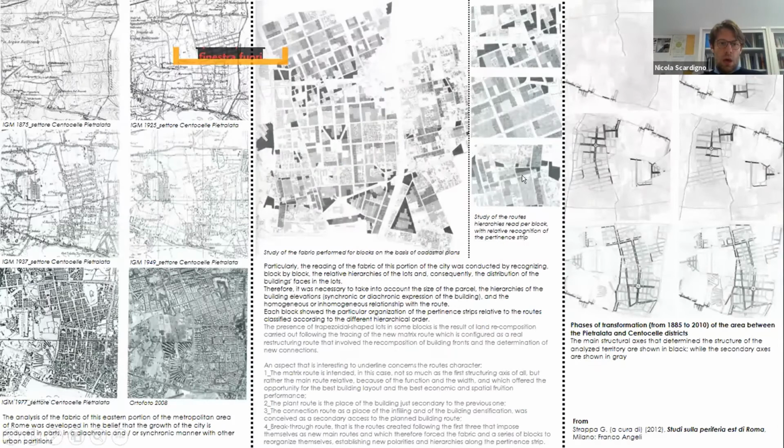In that slide, I would like to talk very quickly about work done by Giuseppe Strappa and his team at La Sapienza University. It concerned a reading of the eastern periphery of Rome, particularly the sector of Centocelle and Pietralata. I would like to explain the method they used to produce the formative phases of this fabric.